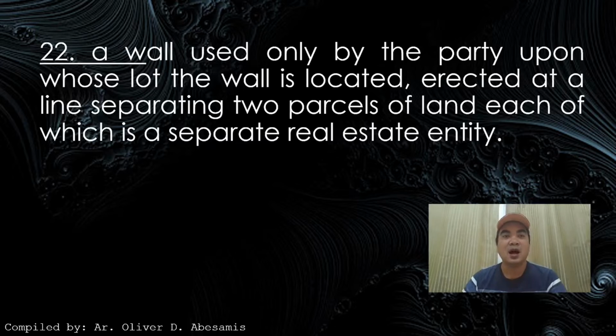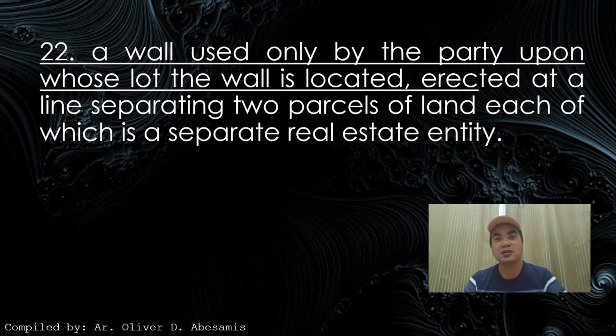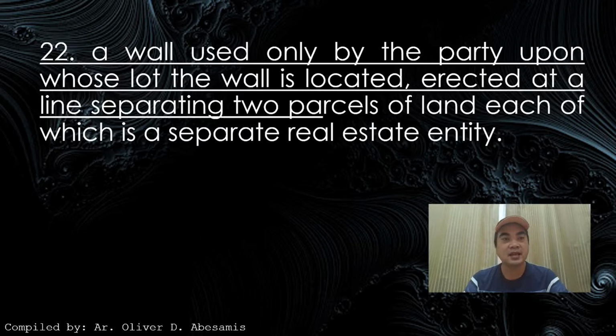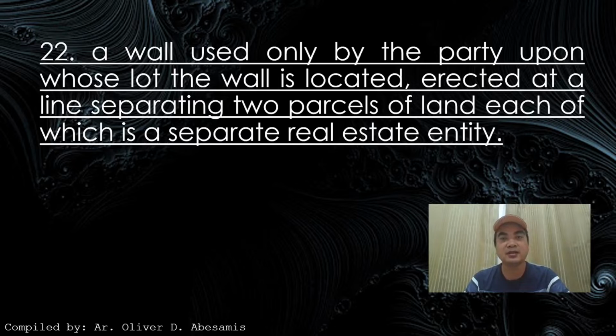22. A wall used only by the party upon whose lot the wall is located, erected at a line separating two parcels of land, each of which is a separate real estate entity.